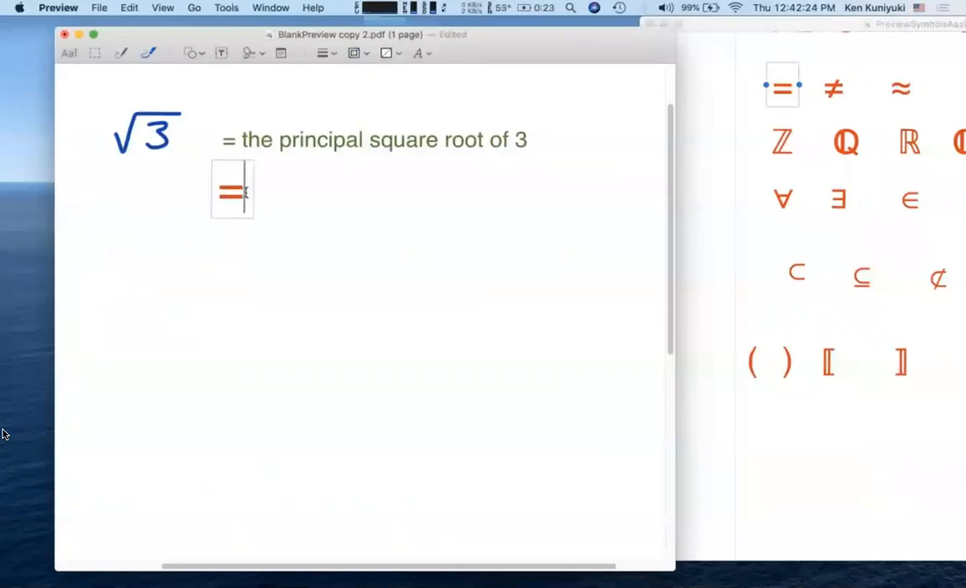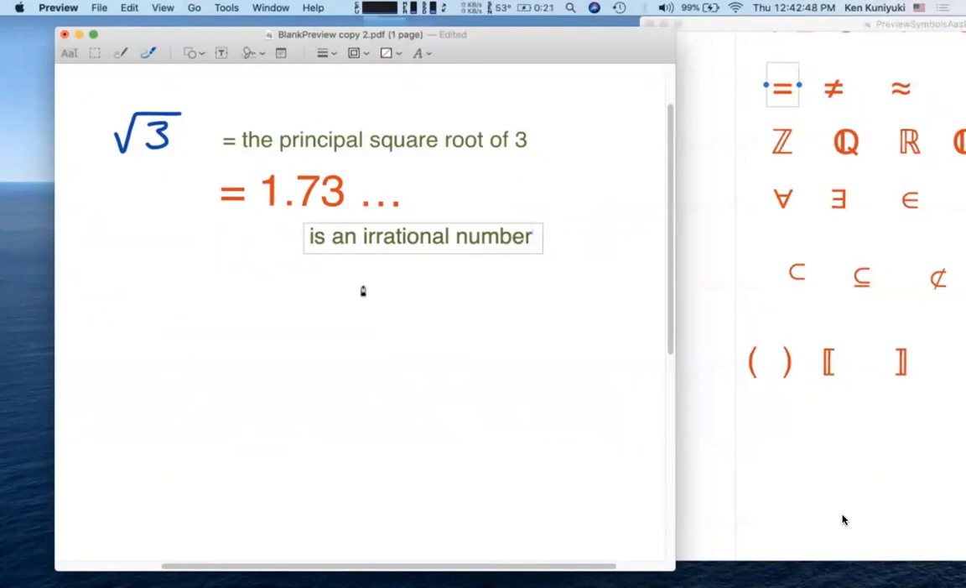It equals 1.73 and so on. It goes on and on without a repeating pattern. So the square root of 3 is an irrational number. It neither terminates nor has a repeating pattern like 1/3 does, 0.333 and so forth, 0.3 bar. So in that sense, root 3 is kind of like pi.